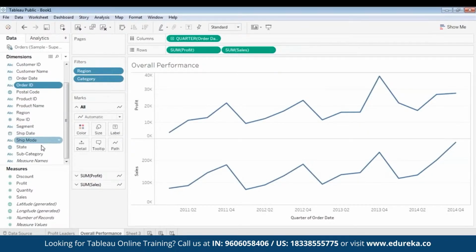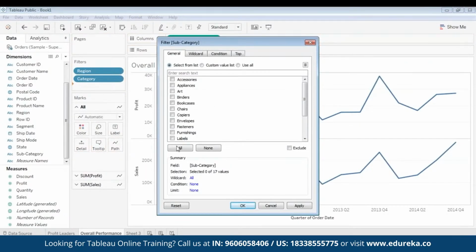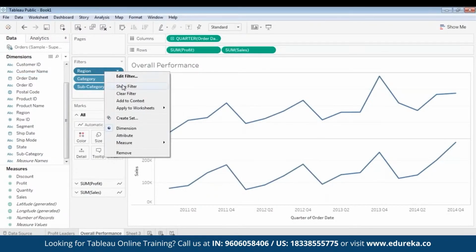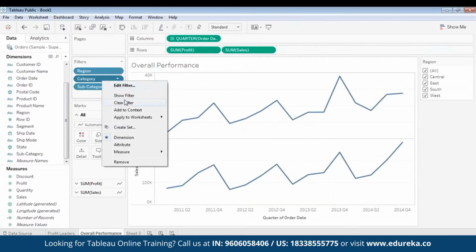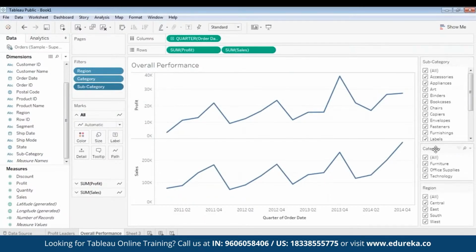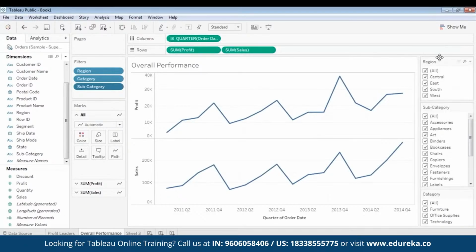Let's select one more filter, guys, in this sheet. Subcategory. Let me select all, apply. Now, right now everything is here. Just to ease the process, you can go to all the filters and create and show filters, so that right on the right hand side you get all the filters. You can scroll the region on the top, you can scroll the category in between.